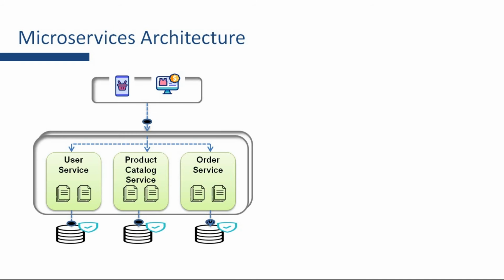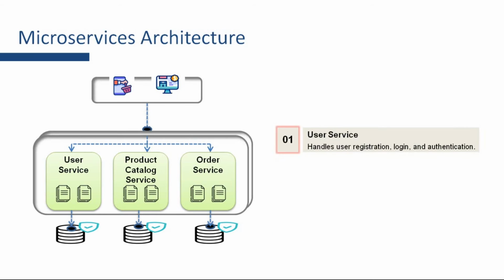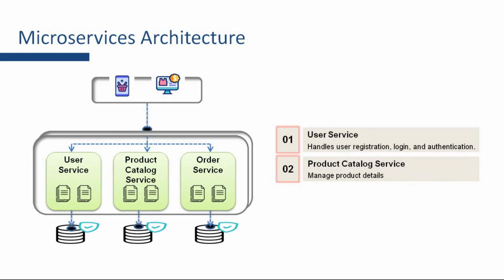Now let's take a look at a typical microservices architecture diagram. Here, the application is divided into separate, focused services, each responsible for a specific business function. Starting with the user service. This microservice handles all user-related operations such as registration, login, authentication, and user profile management.